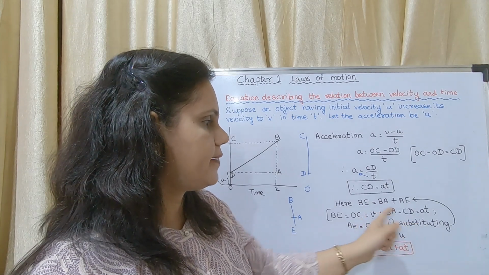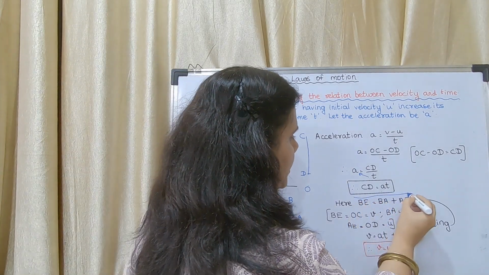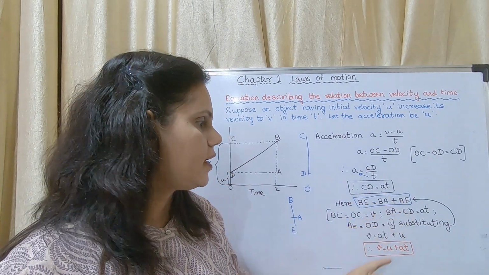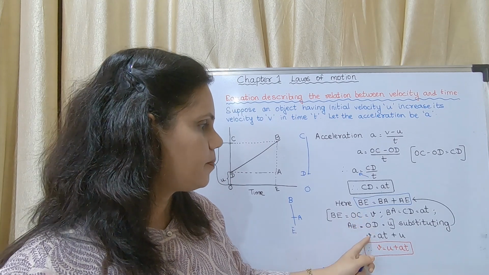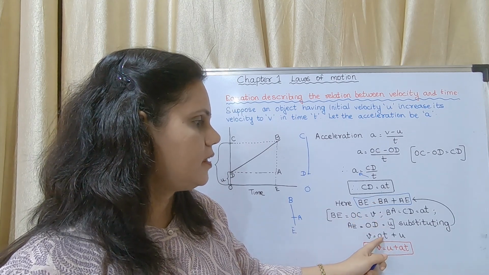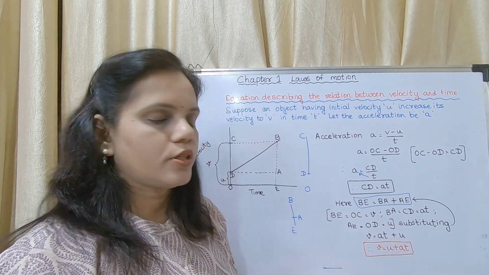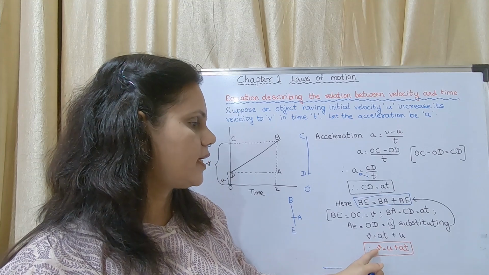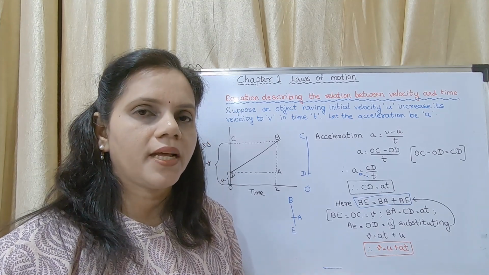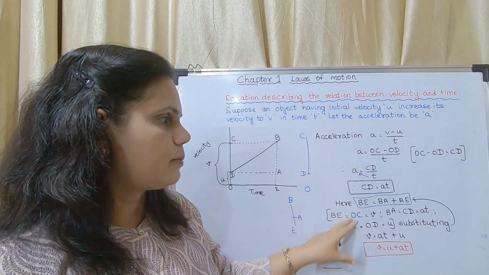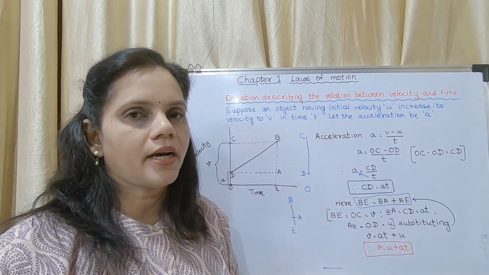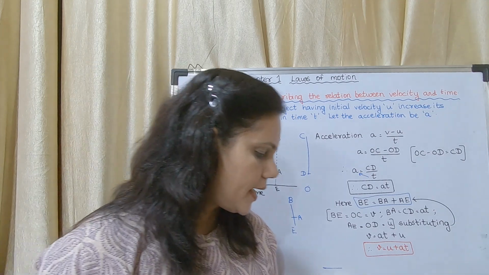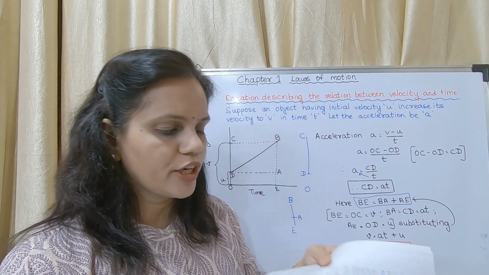Now substituting these values in the equation BE is equal to BA plus AE, BE is v, BA is at and AE is u. So the equation becomes v is equal to at plus u. By rearranging it, you get the equation v is equal to u plus at. This is the basic calculation part. The theory part you will have to write. While writing on page number 8, you may see what you have to write.